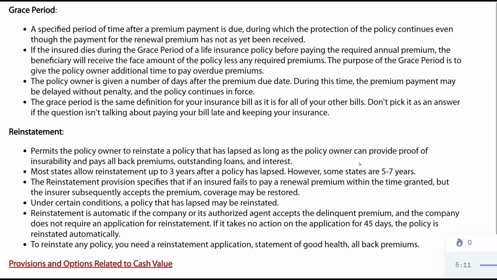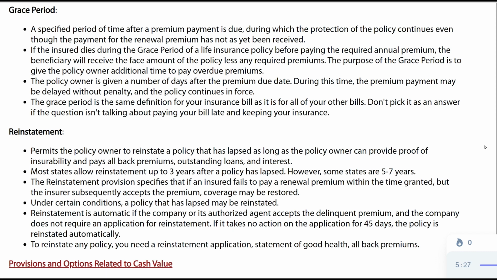Reinstatement permits the policy owner to reinstate a policy that has lapsed as long as the policy owner can provide proof of insurability and pays all back premiums, outstanding loans, and interest. Most states allow reinstatement up to 3 years after a policy is lapsed. However, some states are 5-7 years.